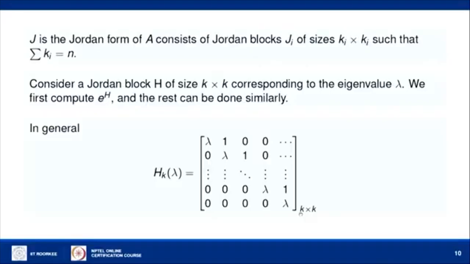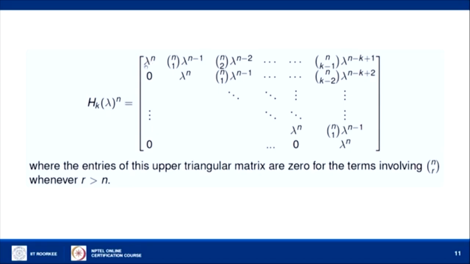So, in general, if I am having a Jordan block of size k×k having diagonal entries λ, then the power n of the Jordan block is given by λ^n as the first diagonal entry, then nC1 λ^(n−1), nC2 λ^(n−2), and so on, then 0, λ^n, nC1, and so on, and in this way. One more thing you have to note here, that the entries of this upper triangular matrix are 0 for terms involving nCr whenever r is greater than n.